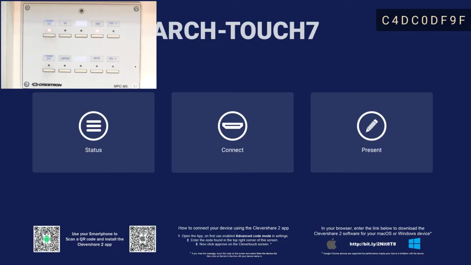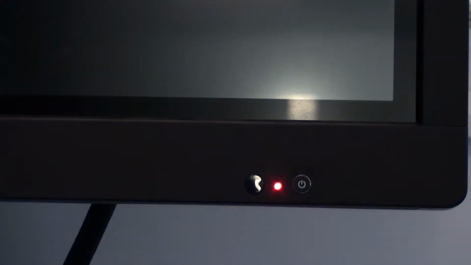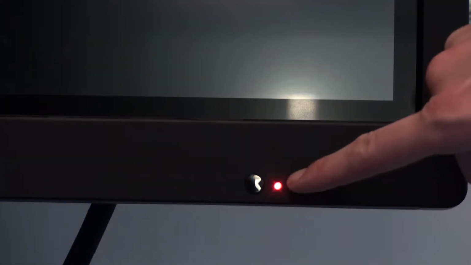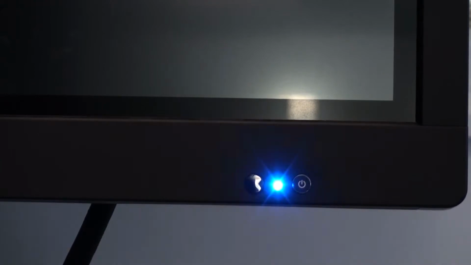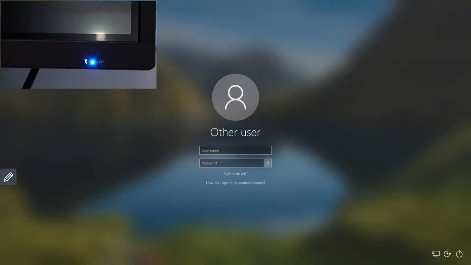For those screens without a wall panel, such as those in Studio B, you can turn them on by using the button in the bottom right hand corner of the screen bezel. To switch inputs, you can simply swipe up from the bottom of the screen to switch modes.